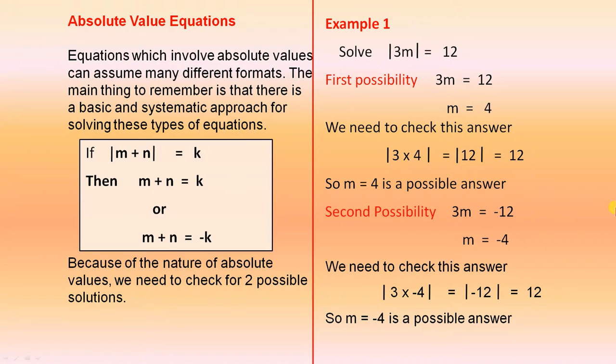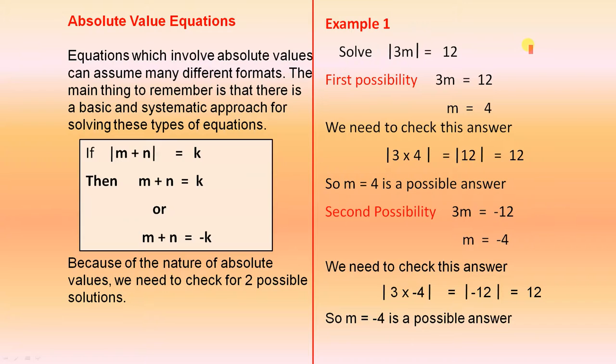Absolute value equations. Equations which involve absolute values can assume many different formats. The main thing to remember is that there is a basic and systematic approach for solving these types of equations. Now here is our special guide. If the absolute value of m plus n equals k, then m plus n can assume the value of k, or m plus n can assume the value of minus k. Because of the nature of absolute values, we need to check for two possible solutions.